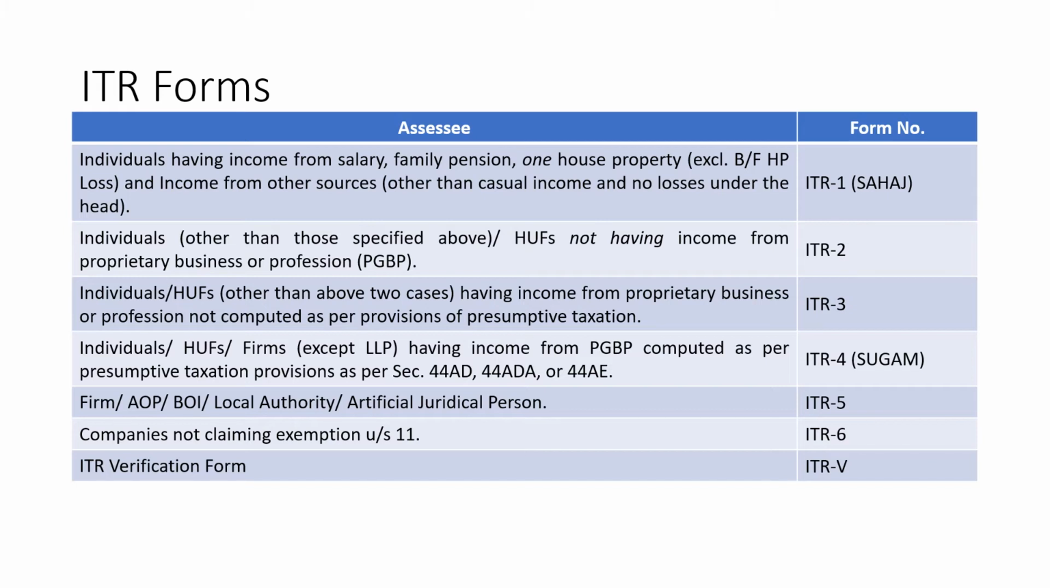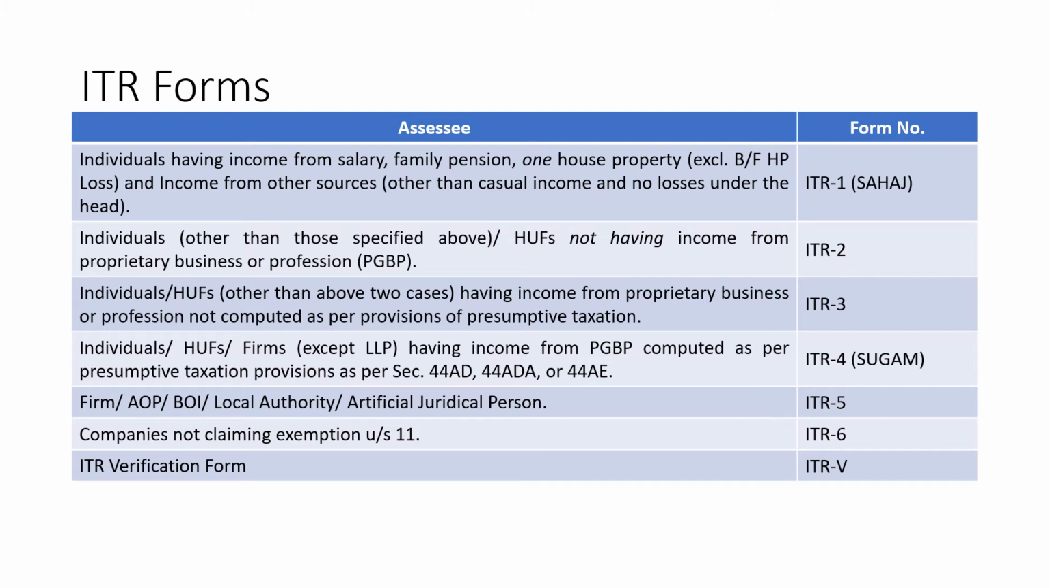For individuals or HUFs who are not having any income from PGBP but who are not falling under the category of ITR 1 shall be filing their income tax returns in ITR 2. For example, if any individual has house property income from two house properties or more than that, or if they are having brought forward house property losses, or if they are having casual income but not having any proprietary business income, they will be filing their income tax return in form number ITR 2.